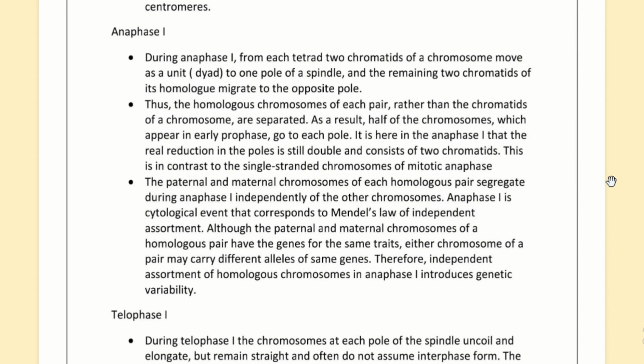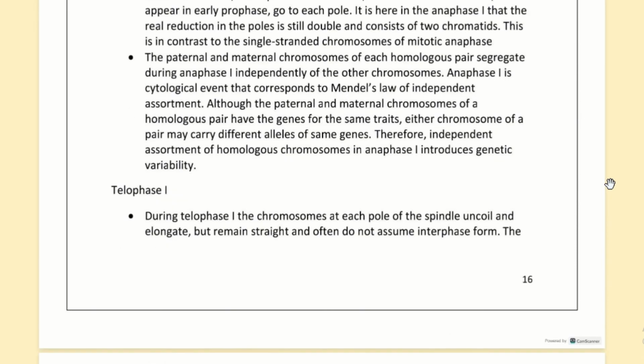Paternal and maternal chromosomes of each homologous pair segregate during anaphase 1 independently of other chromosomes. Anaphase 1 is the cytological event that corresponds to Mendel's law of independent assortment. Although the paternal and maternal chromosomes of the homologous pair have genes for the same trait, either chromosome of a pair may carry different alleles of the same gene. Therefore, the independent assortment of homologous chromosomes in anaphase 1 introduces genetic variability.